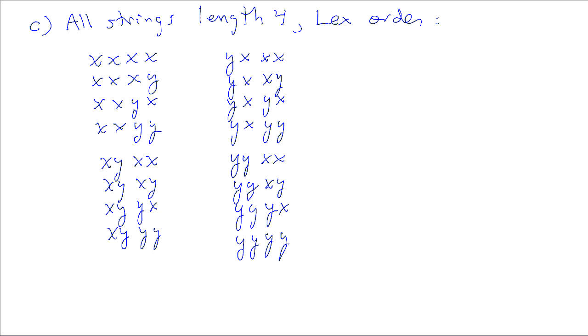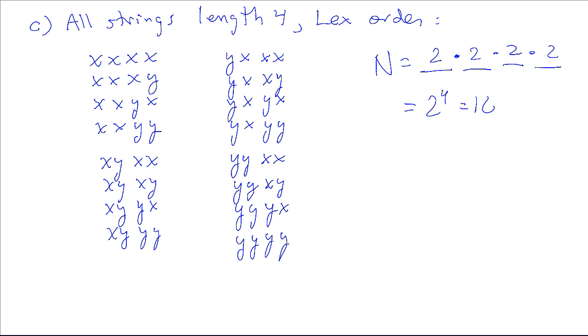How many strings are there of length 4 by our counting principle? We have 2 choices for the first element times 2 choices for the second element times 2 choices times 2 choices, or 2 to the 4th equals 16 possible strings of length 4. And I do indeed have all 16 of them. Okay, hope that helps.